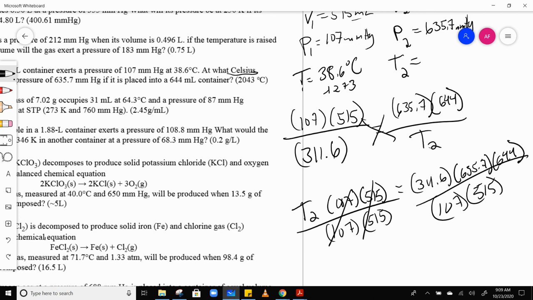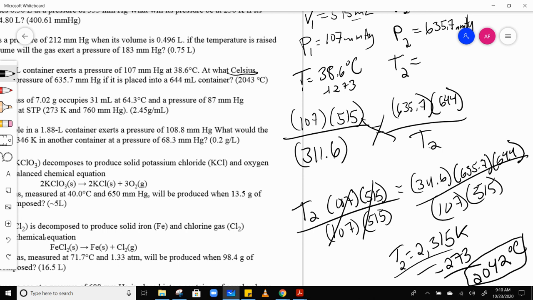Yep. And we get our temperature to be 2,315, but that's Kelvin. We want it in Celsius. The answer they want is in Celsius. So we're going to take that and subtract 273. So minus 273. And I got 2042. Close enough. 2042 and 2043 are close enough.